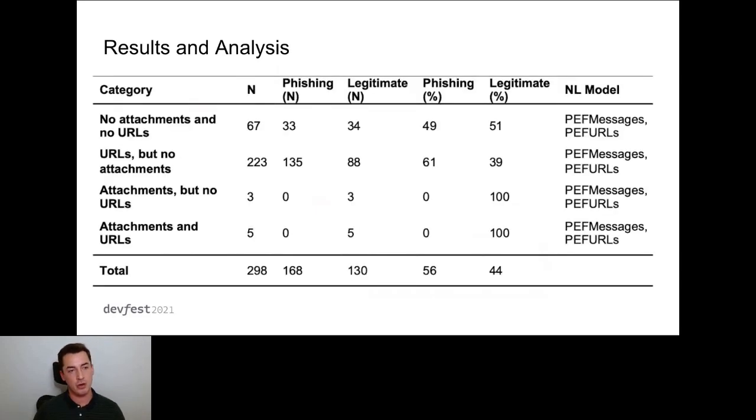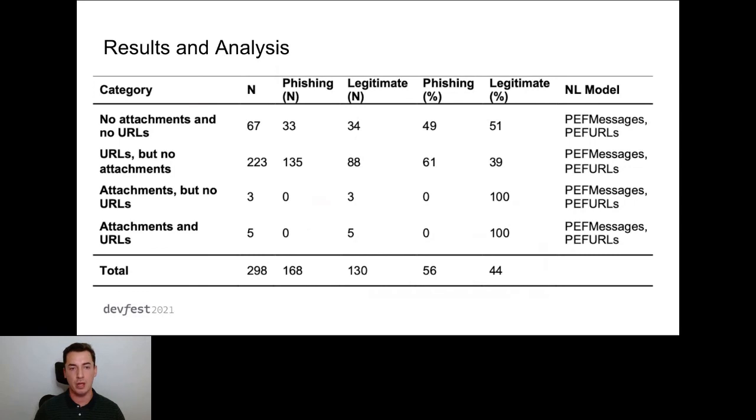For the no attachment and no URL, from the 67 that I have received, it was almost 50-50 between phishing and legitimate. For the URLs but no attachment, which is the biggest chunk that was from the testing, 61% were flagged as phishing and 39% were flagged as legitimate, and the rest was 100 and 100. Well, I have not included it here, but there have been almost 3% false positives from those 61% from the second one, the most one.